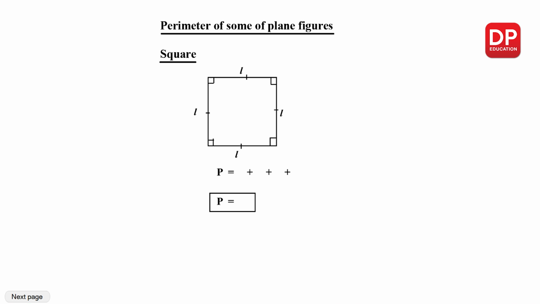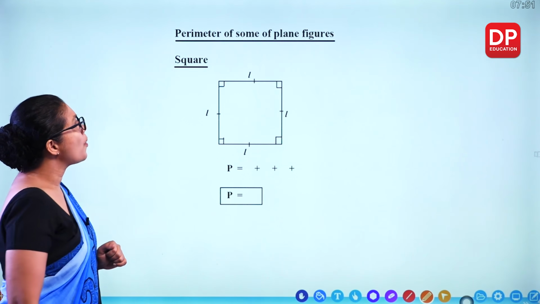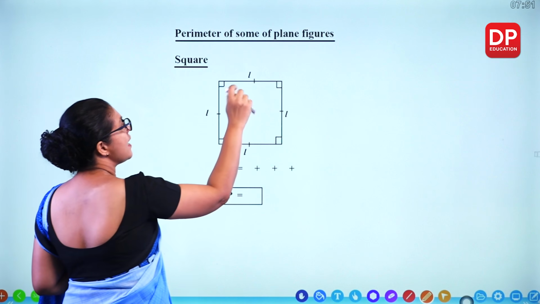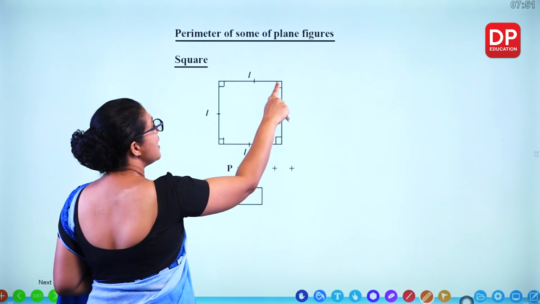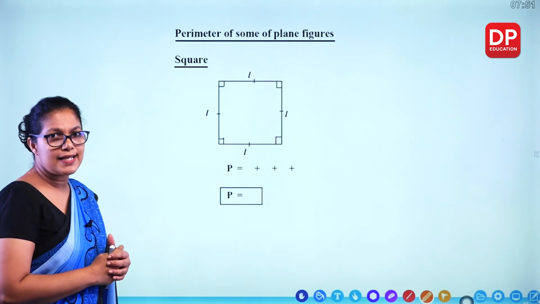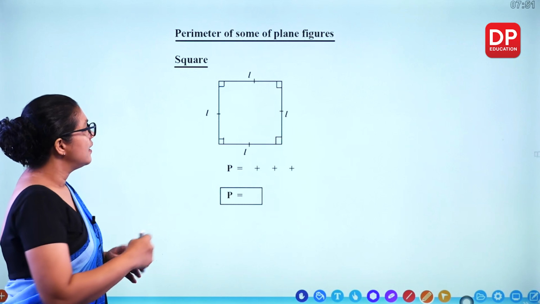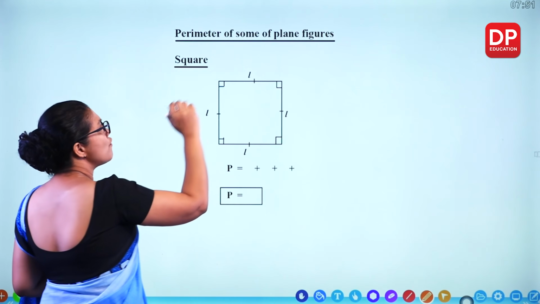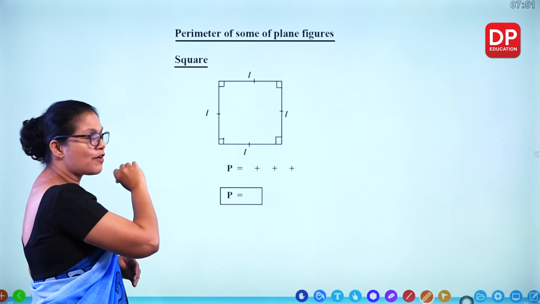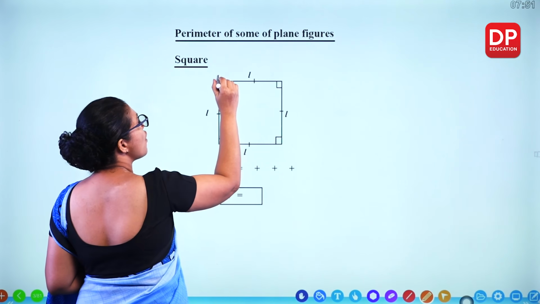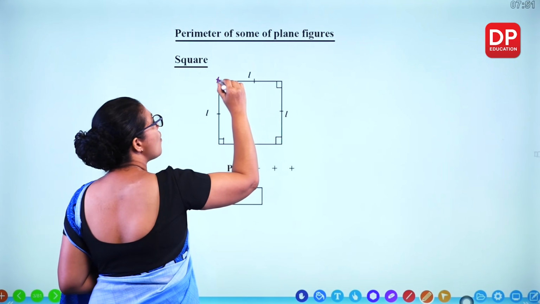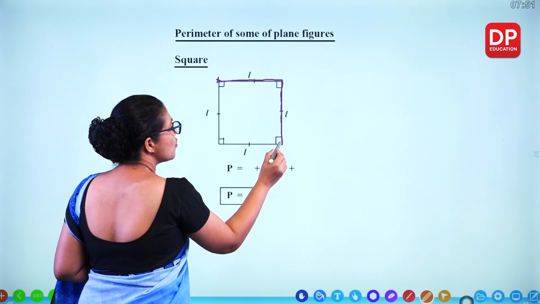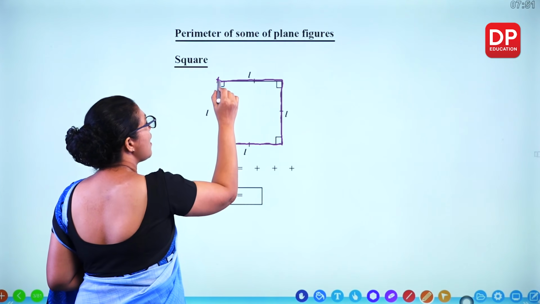Now, what's the shape? A square. Square means all sides are equal and this is a four-sided figure. Each angle is 90 degrees. If you want to find out the perimeter of this figure, we start from one place, go round and come to the same position. So what's the perimeter of this square?